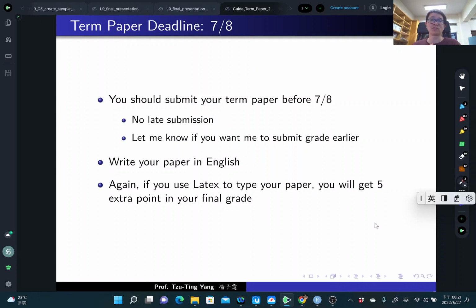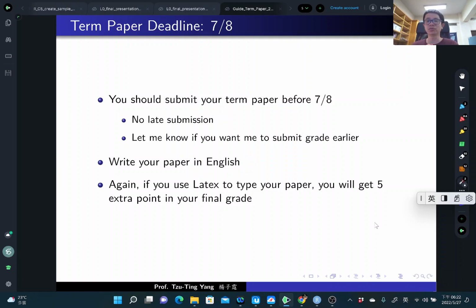Okay. So if you want to graduate or have some other reason you need to graduate soon, please submit your term paper earlier, and also let me know you want me to submit your grade earlier. Then I can directly read your paper and submit your grade to the school to accelerate the process. And write your term paper in English.